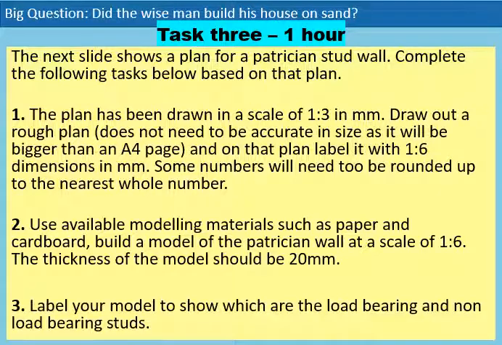Okay, moving on to task 2. Use available modelling materials such as paper and cardboard. Build a model of the partition wall at a scale of 1 to 6. The thickness of the model should be 20 millimeters. On the next slide, I do have an image that explains what the thickness actually means. But basically, when you're cutting out all your modelling materials, so your paper and your cardboards, make sure that they're 20 millimeters thick. That way it will actually stand up and you'll be able to glue it or sellotape it quite easily to one another.